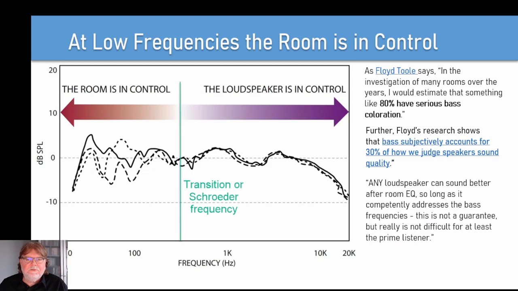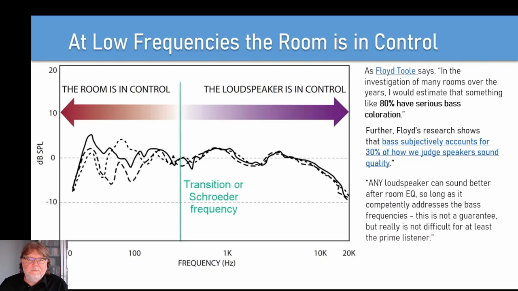and above that frequency, sometimes referred to as the transition or Schroeder frequency, the curves change relatively little, indicating the dominance of the loudspeaker frequency response and directivity in determining the shape of the curve. The dividing frequency is a function of room size, so moving lower as the room gets larger. So this is why bass sounds so good in concert halls.